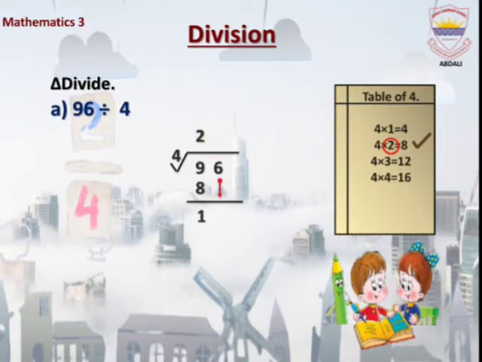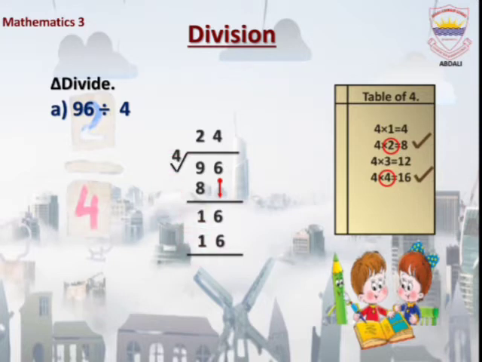Now when we subtract 8 from 9 we get 0. And we write 6 with 0. Now it's 16. Now we recall the table of our divisor 4 again. 4 3 is 12, 4 4 is 16. We write 16 under 16 and we write 4 at the quotient place.